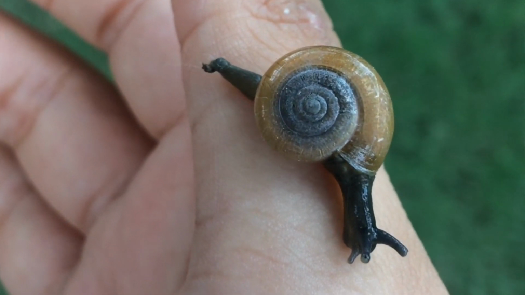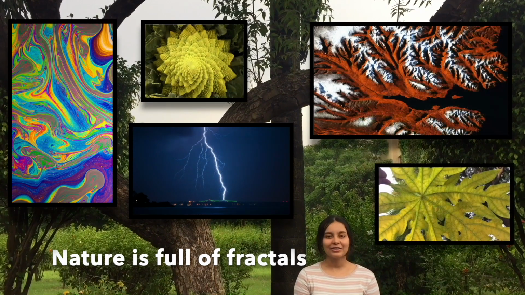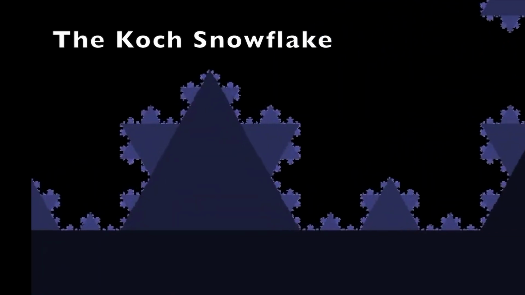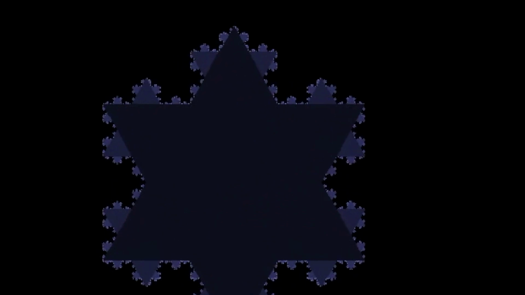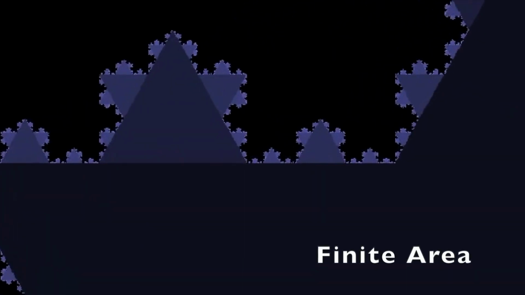Fractals are found more commonly than you might think. Nature is full of fractals, even in snowflakes. Consider the Koch snowflake. To construct it, we take a line, divide it into thirds, and on the middle segment, we make an equilateral triangle and remove the base. We repeat the process to get this. Fun fact, it has an infinite perimeter and a finite area.